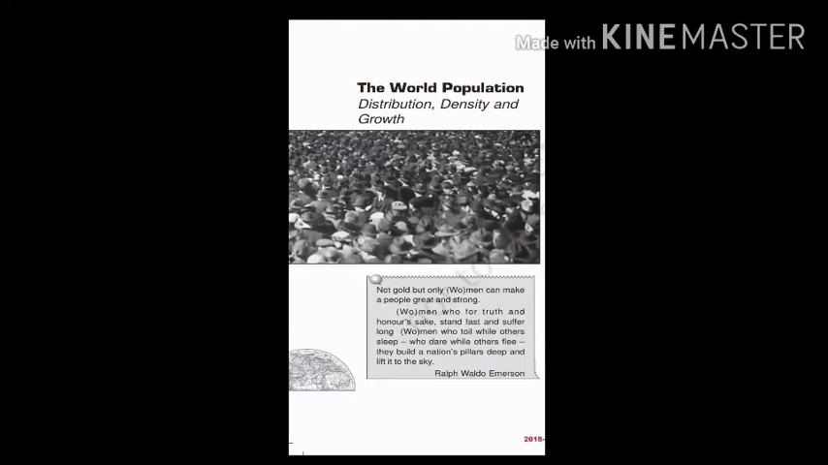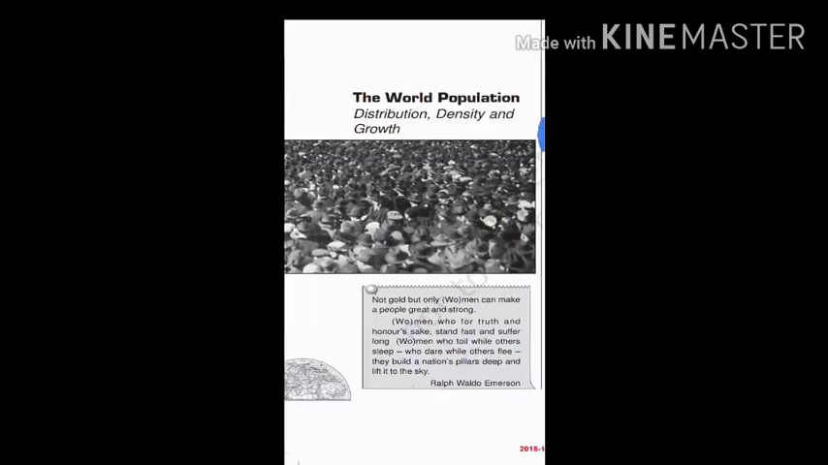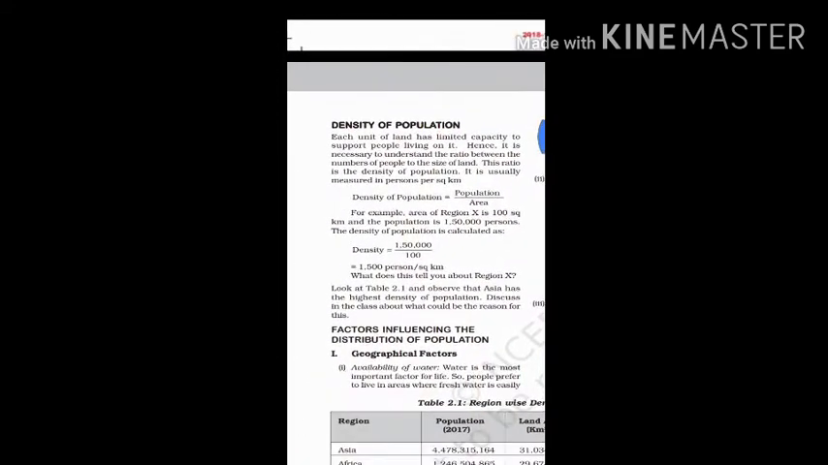This is the chapter of class 12 World Geography, that is the world population, distribution, density and growth. So let's get started. The first topic of this chapter is density of population.